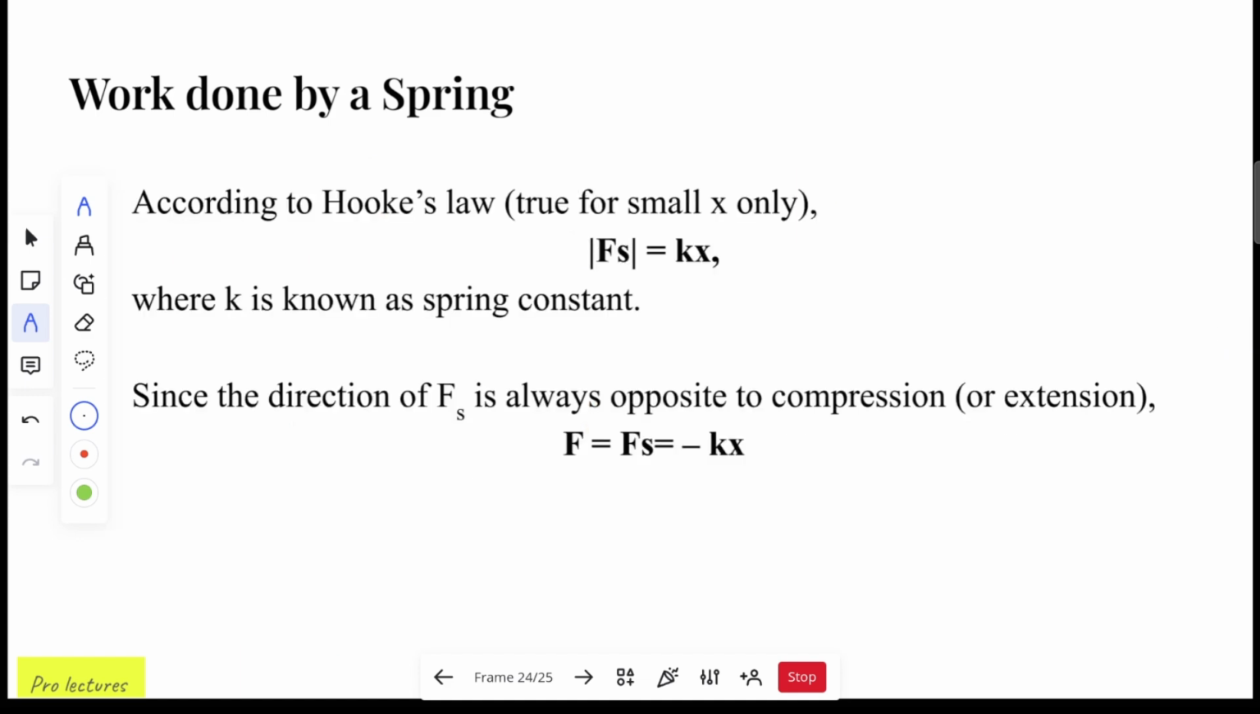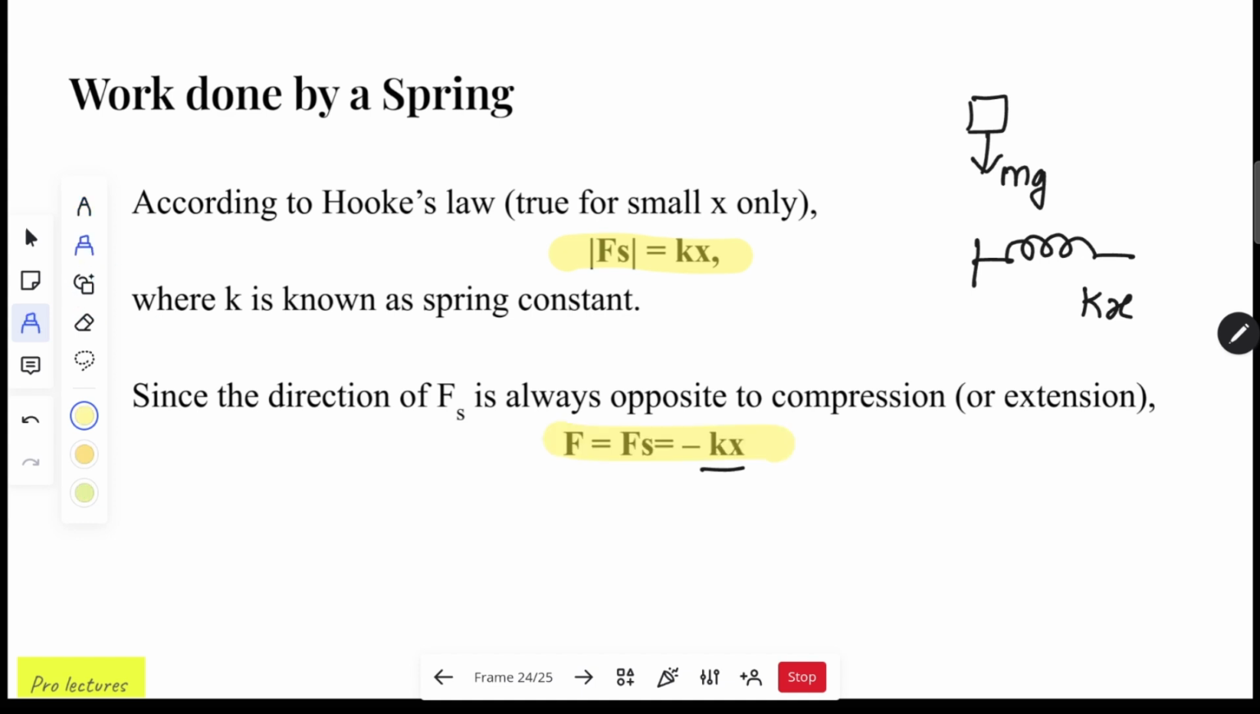According to Hooke's law, this force due to the spring, denoted as Fs, is equal to k times x, where k is known as the spring constant. Like how we found the force due to gravity as mg, the force due to a spring is kx. And since the direction of Fs is always opposite to the compression or extension, it is written with a negative sign. So Fs is equal to minus kx.